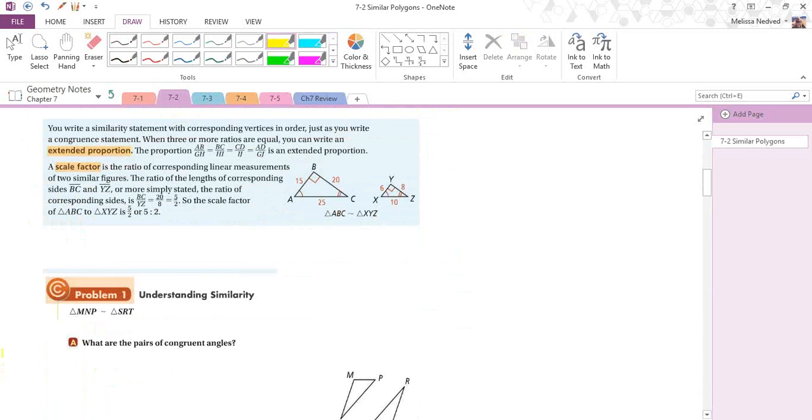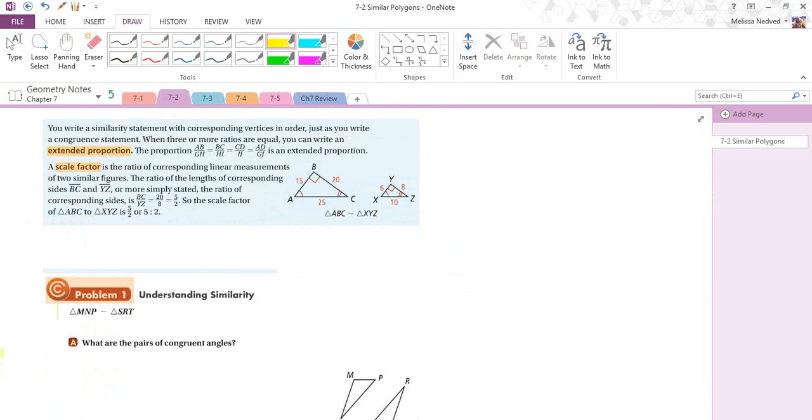So you write a similarity statement with corresponding vertices in order, just as you write a congruent statement. Remember specifically back to chapter 4, when we write that two triangles or any sort of figures are congruent, we have to write it in corresponding parts order. Meaning, if I write ABC, then for my other triangle, I have to have the angle corresponding to A first, corresponding to B second, and C third.